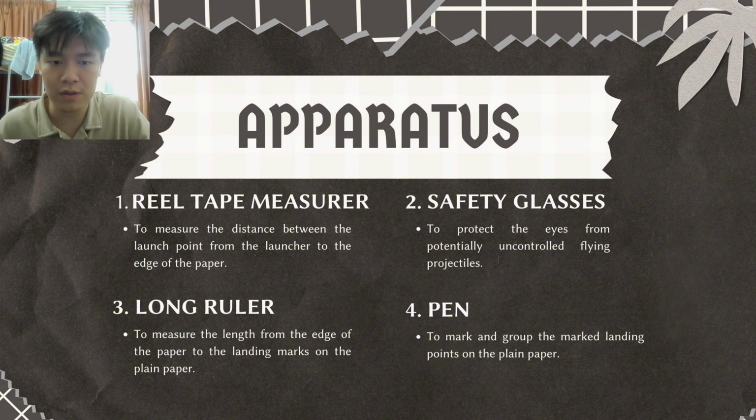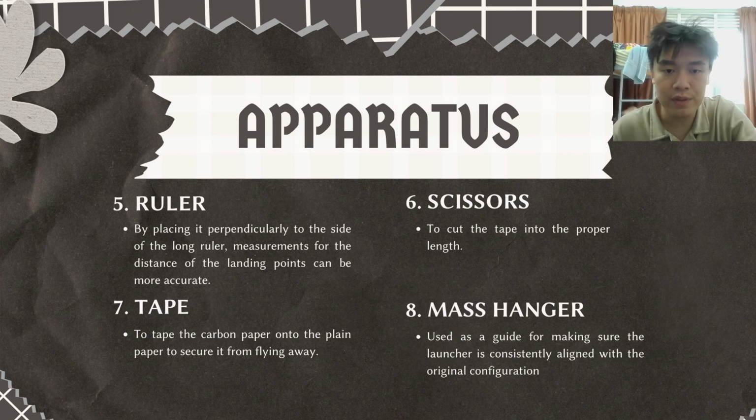Third, we use a long ruler to measure the length from the edge of the paper to the landing marks on the plain paper. Fourth, we use the pen to mark and group the landing points on the plain paper. Fifth, we use a ruler placed perpendicularly to the side of the long ruler so that measurements of the distance of the landing points can be more accurate.